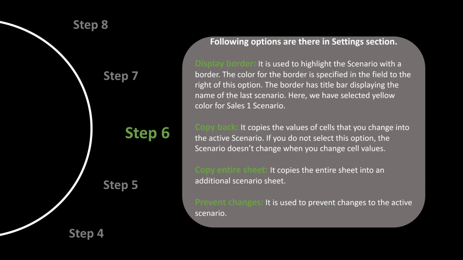Copy back. It copies the values of cells that you change into the active scenario. If you do not select this option, the scenario doesn't change when you change cell values. Copy entire sheet. It copies the entire sheet into an additional scenario sheet. Prevent changes. It is used to prevent changes to the active scenario.